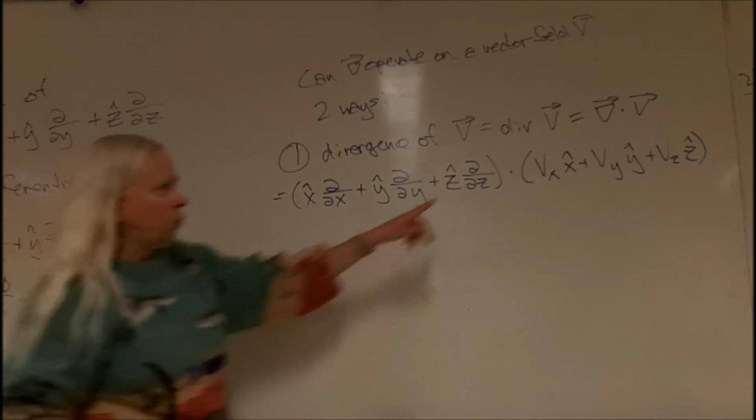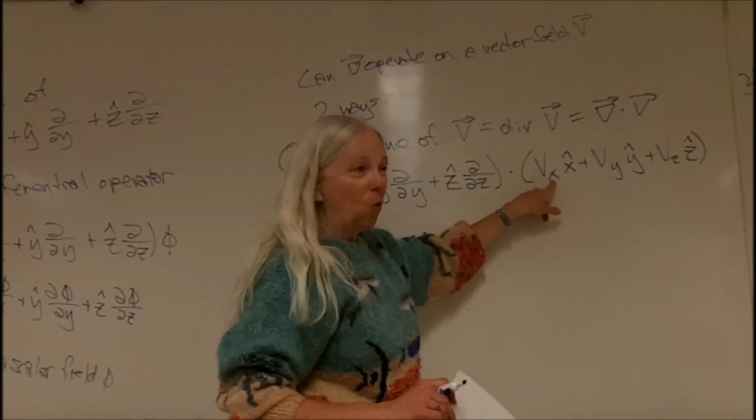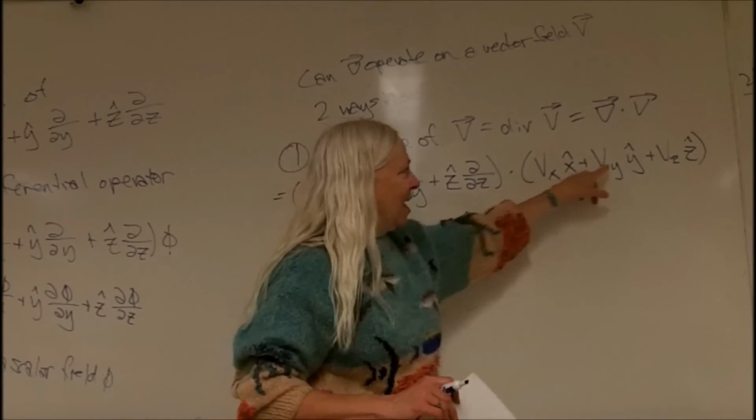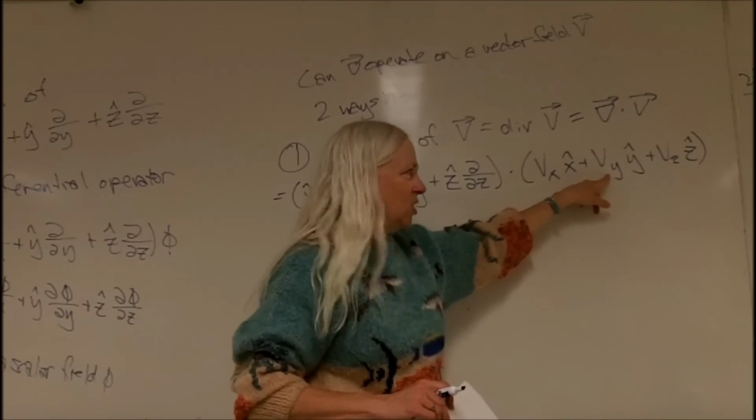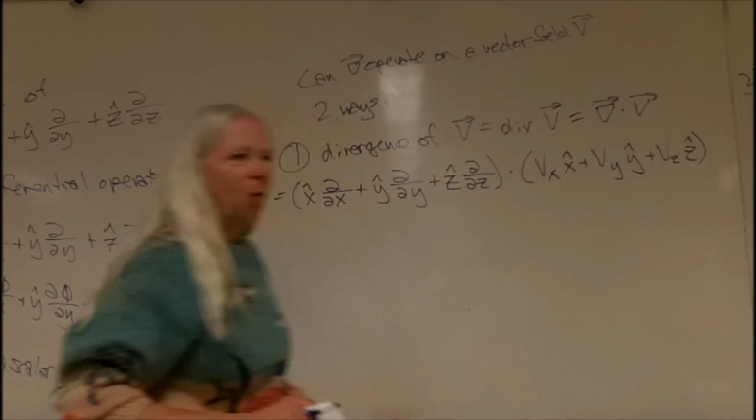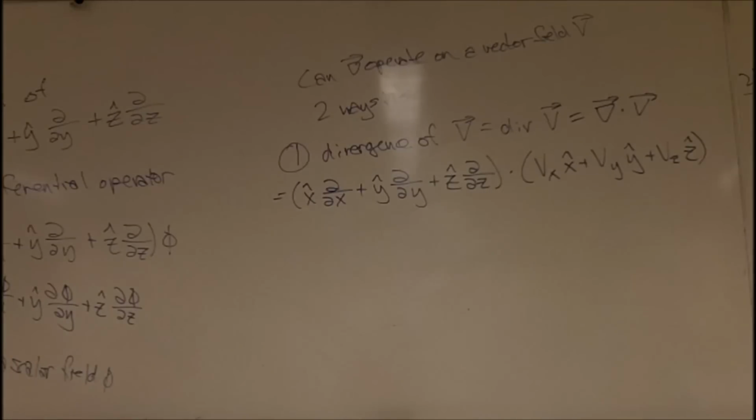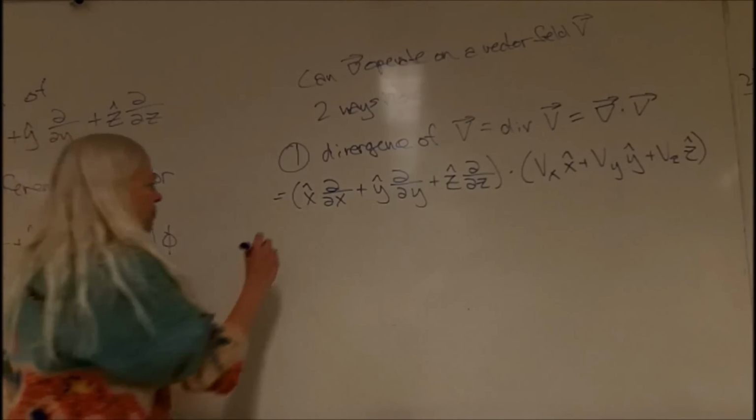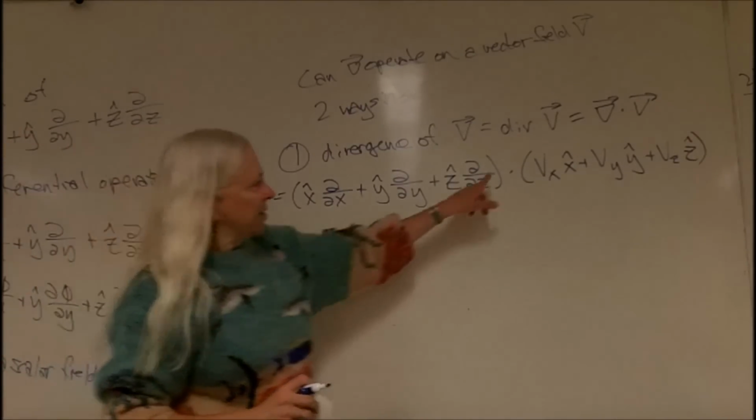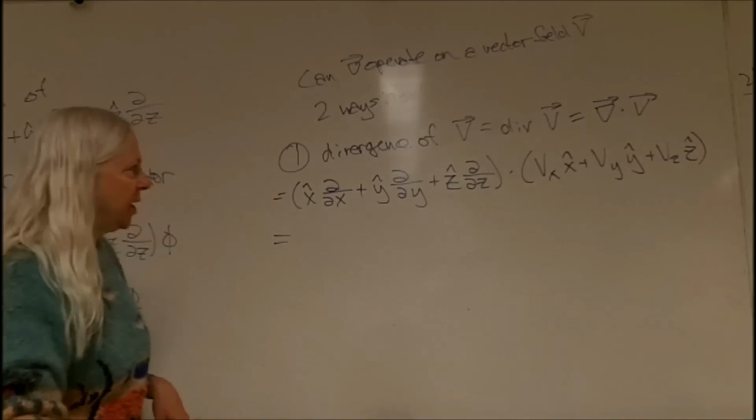Right? And each one, V sub x depends on x, y, and z, not just x. And Vy depends on x, y, and z, not just y. Vz depends on x, y, and z, not just z. Okay? So anyway, we've got a dot product here. So let's think about what a dot product means.